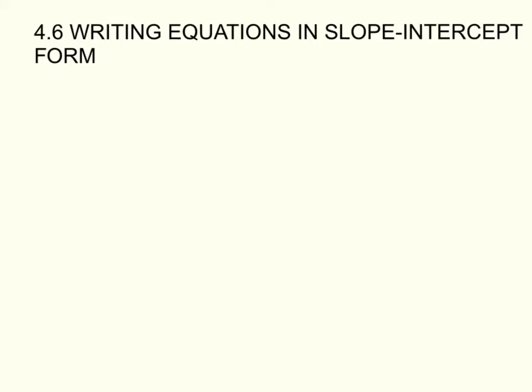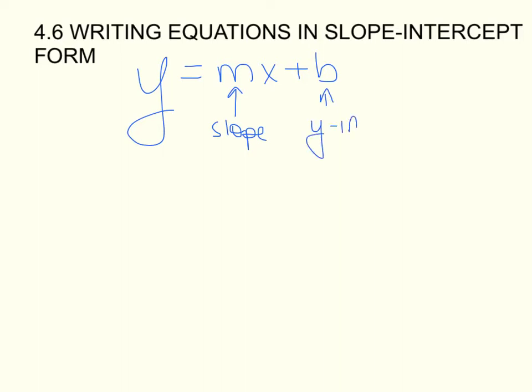As you already know, and it should be easy review, slope-intercept form is y equals mx plus b, where m is your slope and b is where it crosses the y-axis, which is the y-intercept.